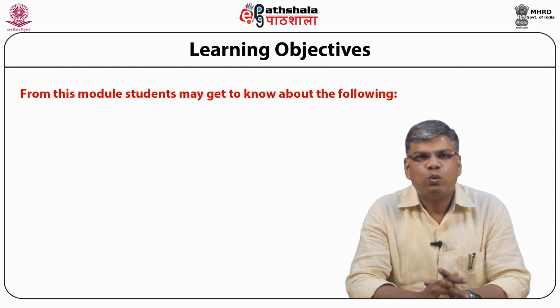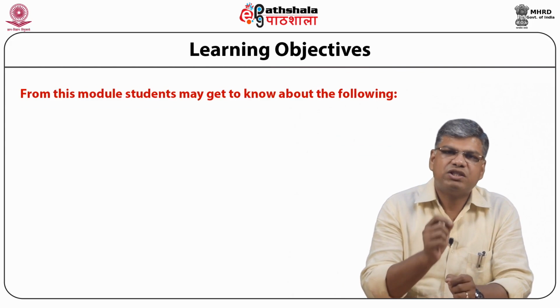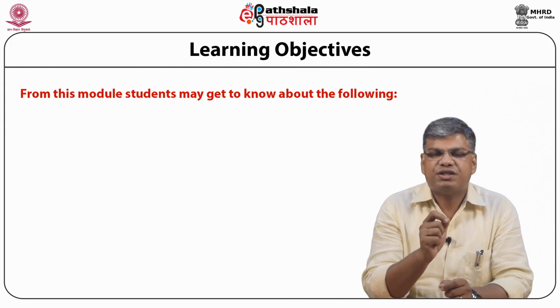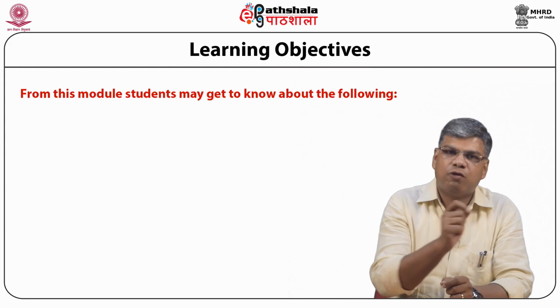Today, we are going to discuss the module The Special Theory of Relativity 2 from the paper Electromagnetic Theory. In this module, we will continue to study the special theory of relativity. From this module, the students will get to know about the following.